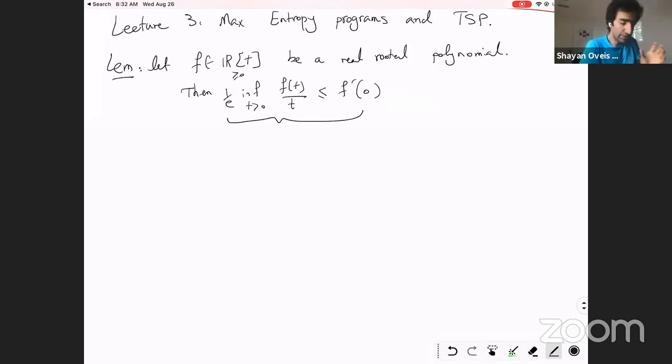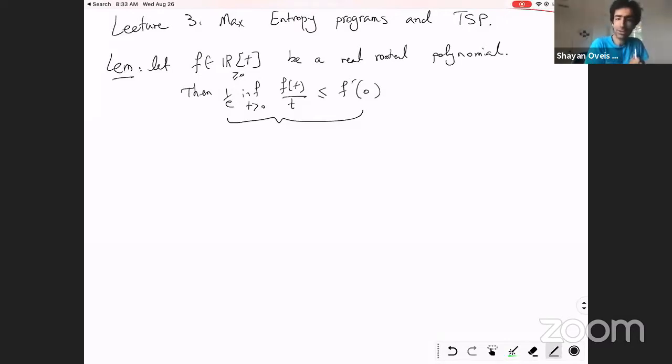So just to let you know how you should think about this: what is f'(0)? f'(0) is basically the coefficient of t in this polynomial. And what we're doing here is saying you can approximate the coefficient of t by looking at this ratio f(t) over t and taking the minimum possible value over all t's. Okay, so let's see how to do that.